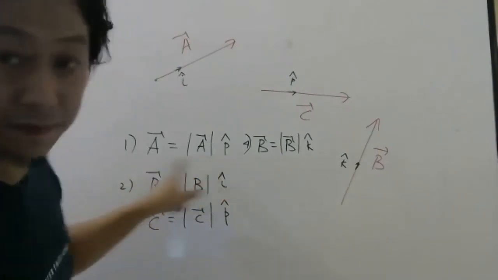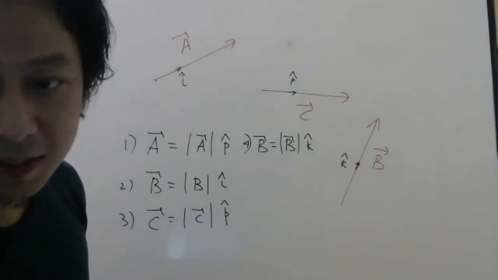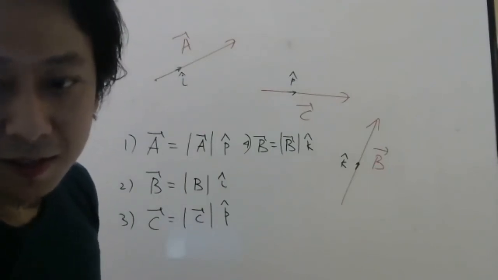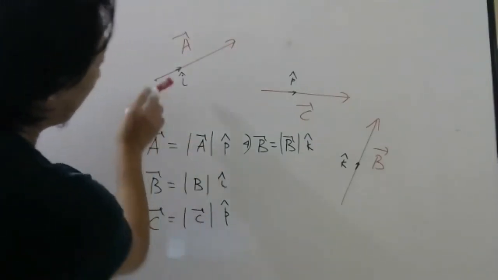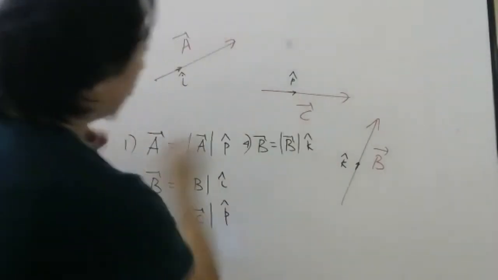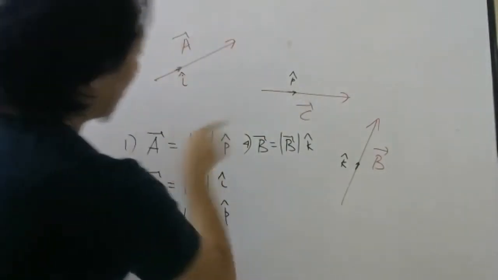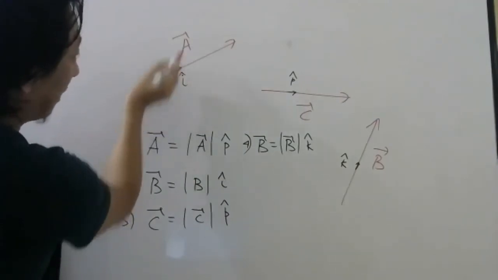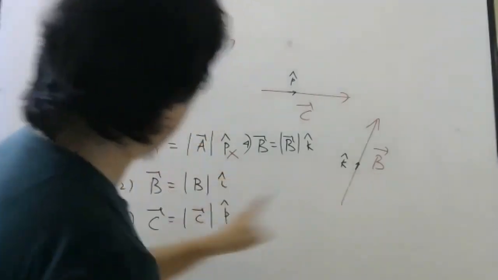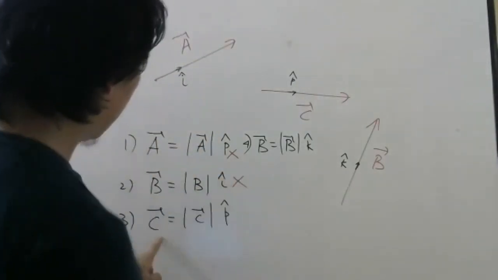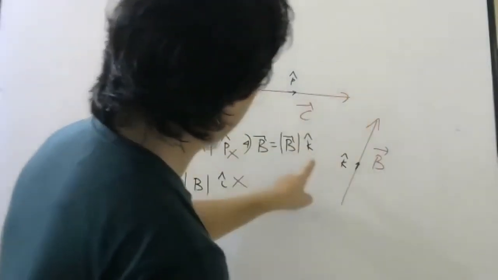First one is correct. Wait, first you tell me the first one. First one is wrong because P cap is not in the direction of A bar. P cap is here. So you cannot multiply by this unit direction and get this vector. Right? So please remember the unit vector and the vector should be in the same direction. So this is wrong. B bar is here, but I cap is here. This is wrong. C bar is here, P cap is also there. It is correct. B bar is here, K cap is also here.